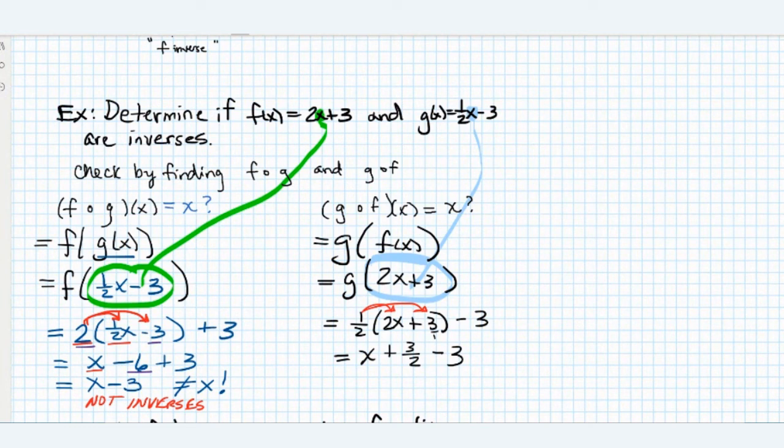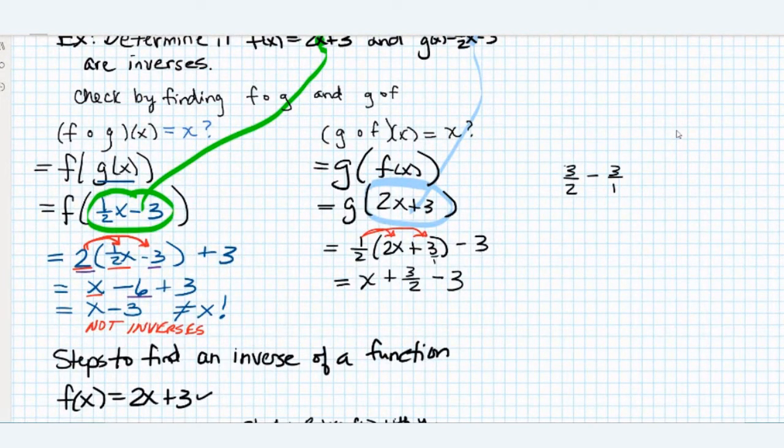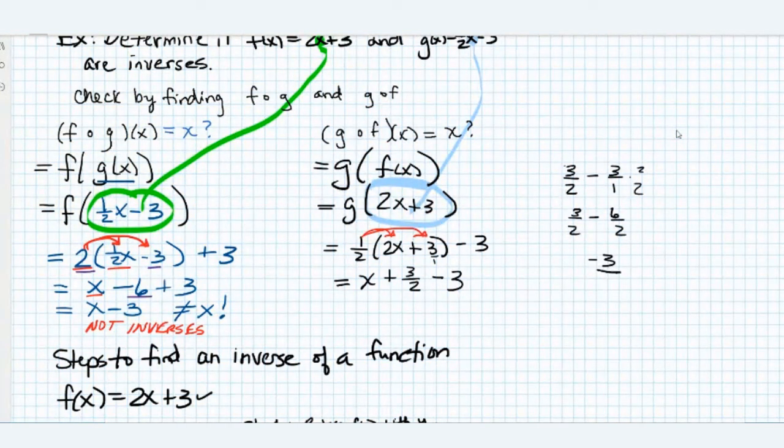All right, 3/2 minus 3, you could use the fraction function on your calculator, but just to remind you to do this by hand, think of it as 3 over 1 and get a common denominator. So 3/2 minus, we're going to multiply by 2, so we're going to get 6/2. 3 minus 6 is negative 3, the 2 stays the same. So this is x minus 3/2, which again just demonstrates that those two are actually not inverses.